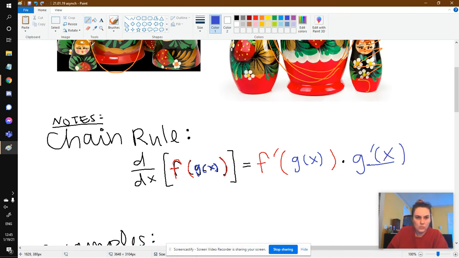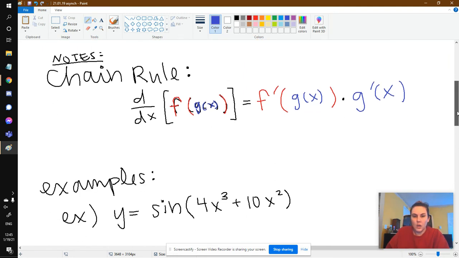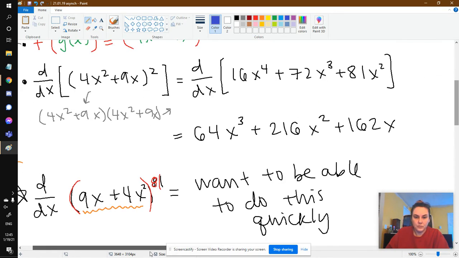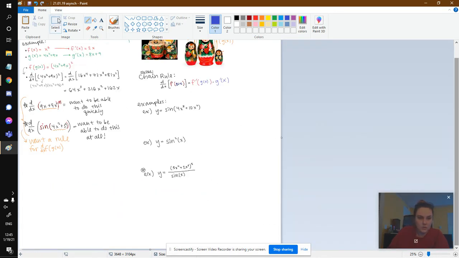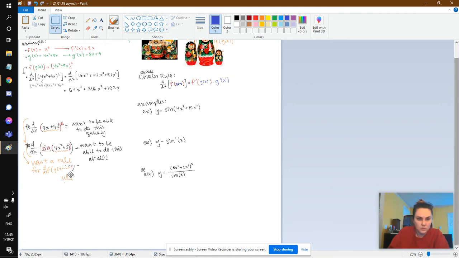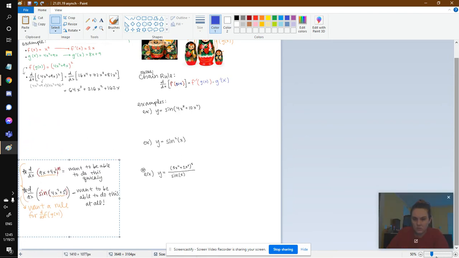Paint is glitching. Okay, that's fine. Let's do an example of that.